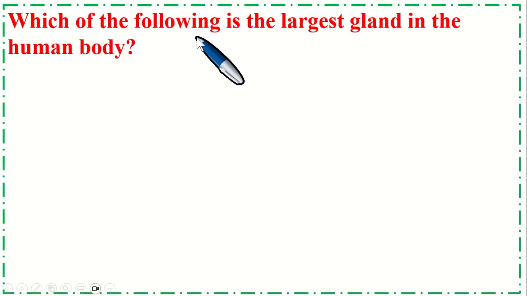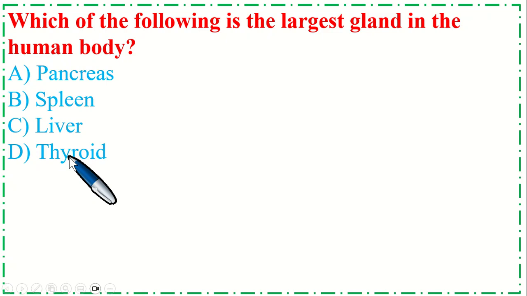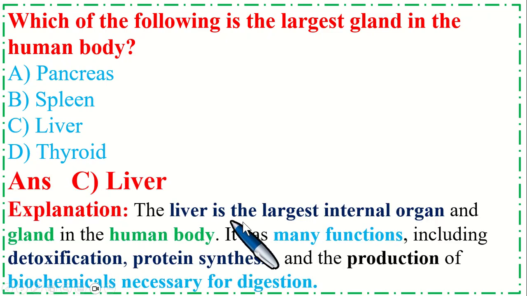Which of the following is the largest gland in the human body? Option A pancreas, B spleen, C liver, and option D thyroid. So the correct option is C liver. The liver is the largest internal organ and gland in the human body. It has many functions, including detoxification, protein synthesis, and production of the biochemical necessary for digestion.